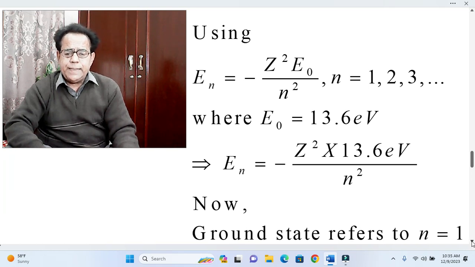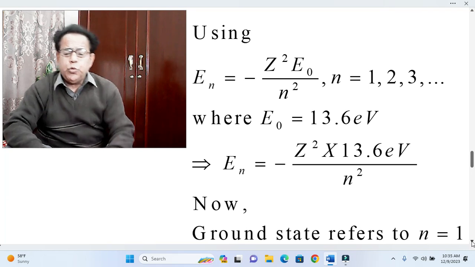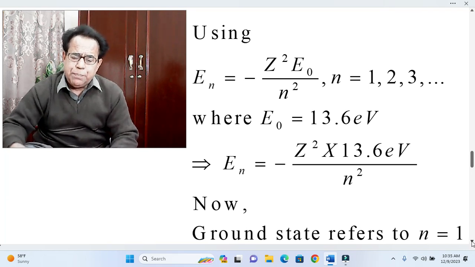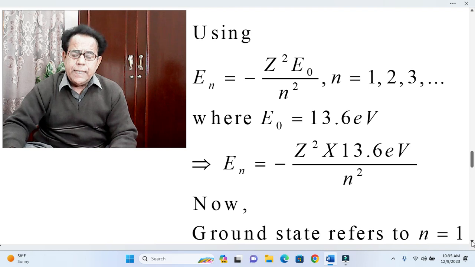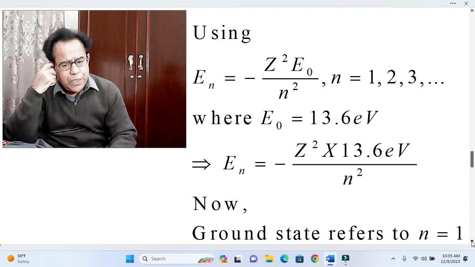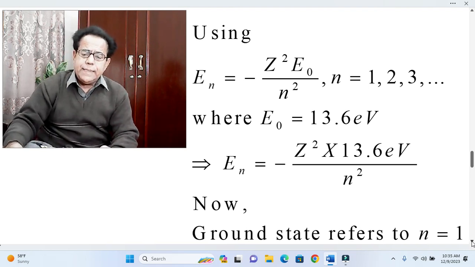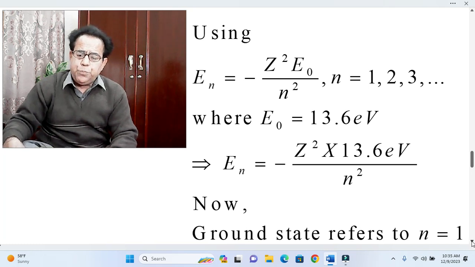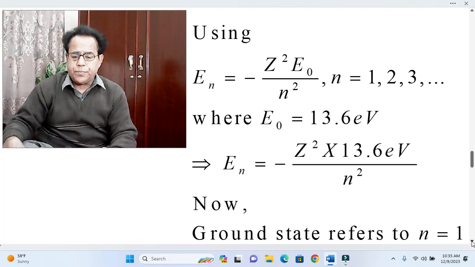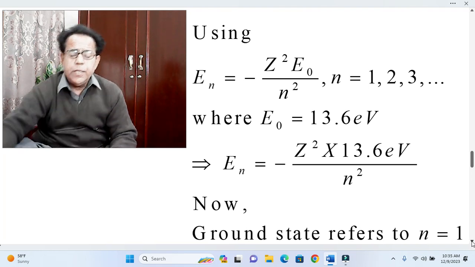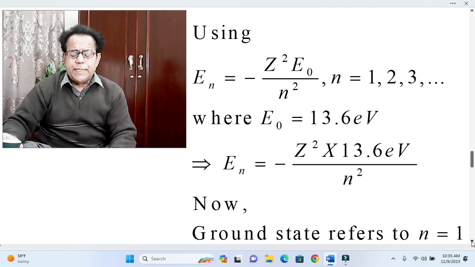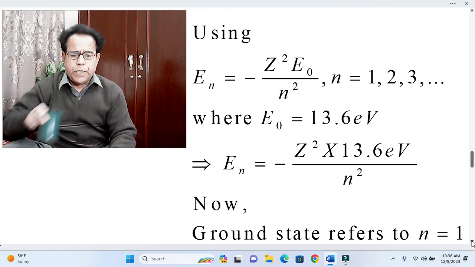This implies that we have used the value of E naught in the above first line. This implies that En will become equal to minus Z square into 13.6 electron volt over N square. To this extent we have just reproduced the formula which was explained in snapshots.